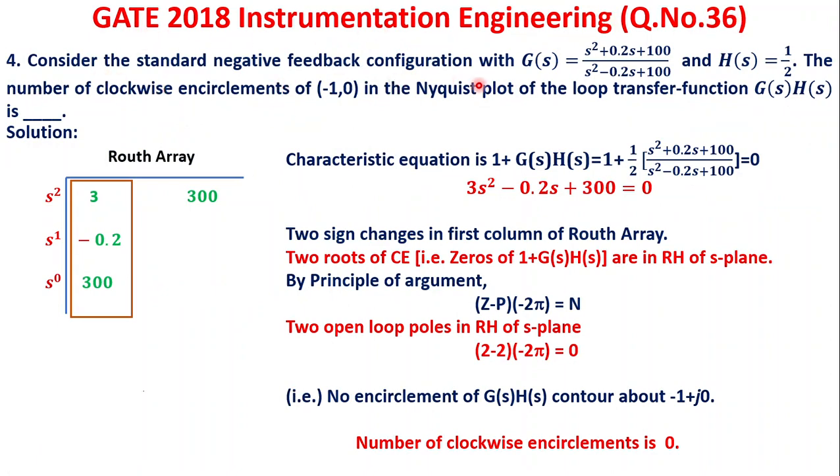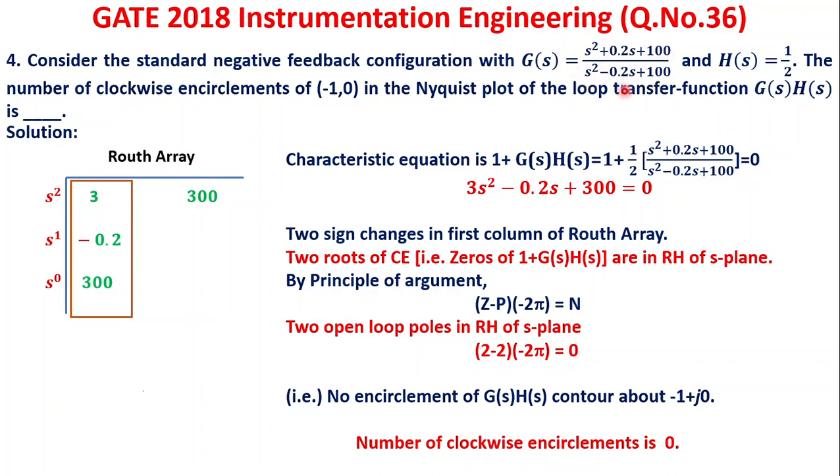Consider the standard negative feedback configuration with G(s) equal to this and H(s) equal to 1 by s. The number of clockwise encirclements of minus 1, 0 in the Nyquist plot of the open loop transfer function G(s)H(s) is dash. That is, they have given G(s) as well as H(s), and they are asking how many encirclements will be made by the Nyquist plot of the loop transfer function G(s)H(s) about minus 1 plus j0. See, it is a second order system, very simple system.